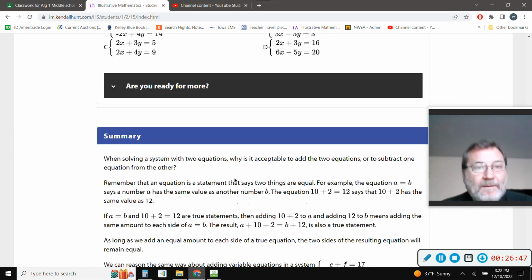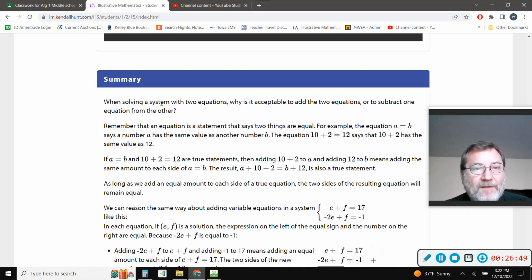Here's your little summary on solving a system with two equations. Why is it acceptable to add the two equations or subtract one? Remember that an equation is a statement that says two things are equal. For example, A equals B says that A has the same value as B. The equation 10 plus 2 equals 12 says that 10 plus 2 has the same value as 12. If this is equal and that's equal, then adding these two together is also a true statement.